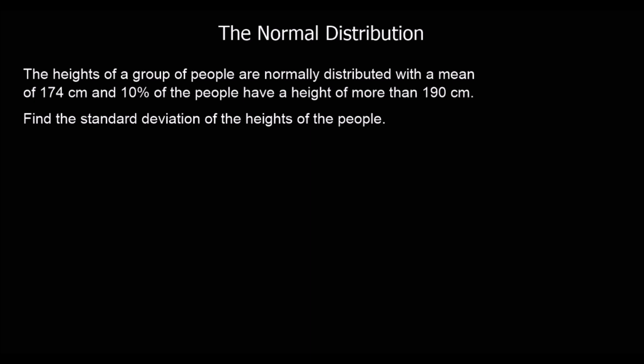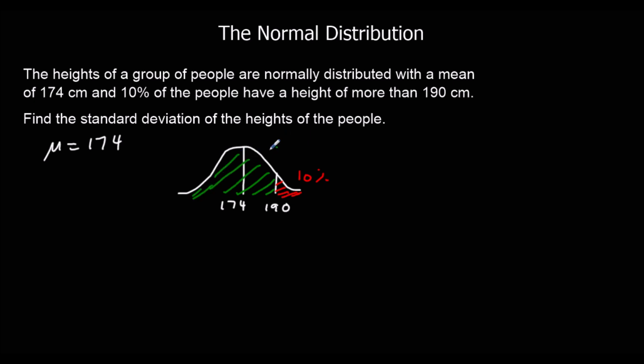Okay, another question. The heights of a group of people are normally distributed with a mean of 174. 10% of people have a height of more than 190 centimeters. So we've got a mean of 174, got 190 over here, so we've got 10% as the area more than 190, and we can also say that we've got 90% less than 190.